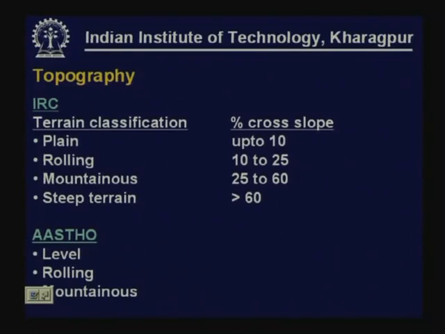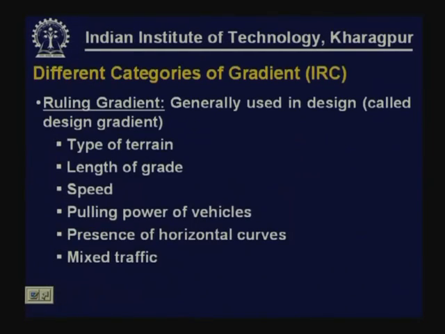So, depending on the cross slope, 4 different terrains are defined. Similarly, AASHTO defines 3 types of terrain: level terrain, rolling terrain and mountainous terrain. This terrain classification is relevant because the vertical profile will depend on the terrain condition. It is not possible to achieve the same standard in all terrain conditions. There has to be compromise when the terrain condition is difficult.